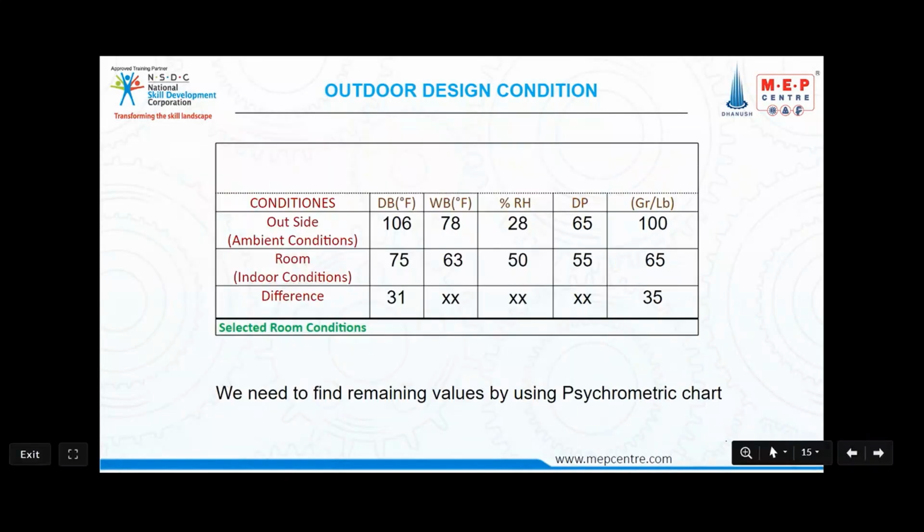So, after finding out the values from the psychometric chart, we'll get like this. Dry bulb temperature is 106, wet bulb temperature 78, relative humidity is 20, dew point temperature is 65, and HR is 100. For the room, 75, 63, 50, 55, and 65.